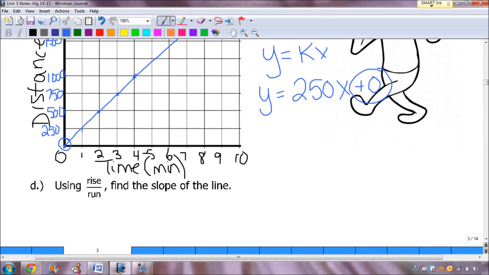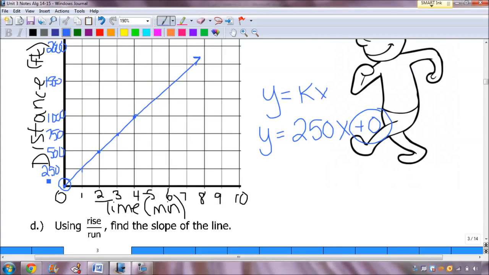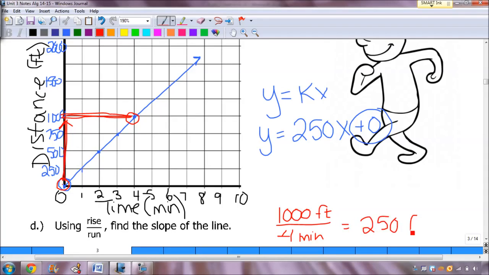So question D says, using rise over run, find the slope of the line. Well, the rise is how much it went up by, the run is how much it went over by. So for example, if I wanted to start here and end here, I would figure out how much the rise is. You need to make a triangle in order for this to work for you, a right triangle. So the rise, it went up by 1,000 feet. So my rise is 1,000 feet. Okay, and then the run, it went over by 4 minutes. So now I can just divide the information and I get 250 feet per minute.